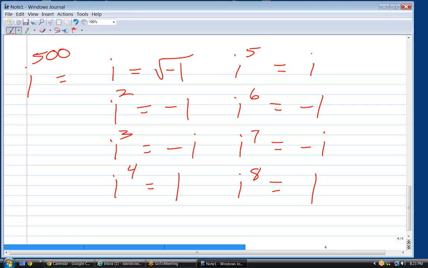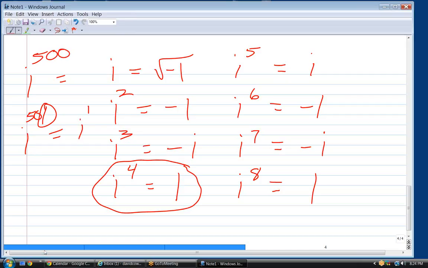Right. Since the remainder is 0, then that's equal to 1. In other words, if I took this one and divided that 4 by 4, I would not have any remainder. Exactly. So it's the same as i to the 4th. i to the 501 power would be, the remainder is going to be 1, so that's the same as i to the 1st, which is equal to the square root of -1.